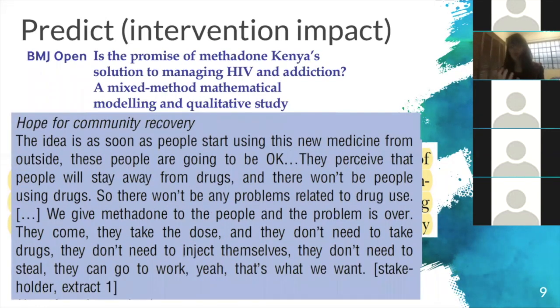In terms of community perspective of methadone, this comes from one of the stakeholders. He or she said, the idea is that as soon as people start using this new medicine from outside, these people are going to be okay. They perceive that people will stay away from drugs, and that they won't be people using drugs. So there won't be any problems related to drug use. We give methadone to the people and the problem is over. They come, they take the dose, and they don't need to take drugs. They don't need to inject themselves. They don't need to steal. They can go to work. Yeah, that's what we want. And so this explained why methadone was much better accepted than syringe exchange programs, for example.